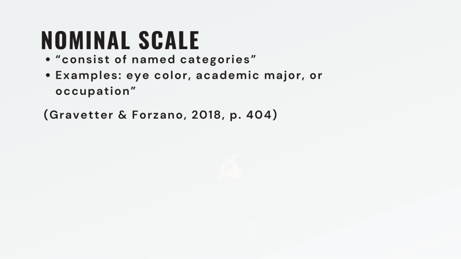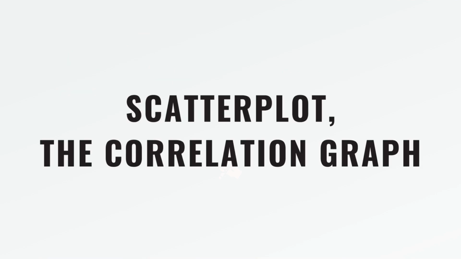Graziano and Raulin state that nominal scales consist of named categories. Their examples include eye color, academic major, or occupation. Leary reported that the relationship between any two variables can be portrayed graphically on x and y axes. For each participant, we can plot a point that represents his or her combination of scores on the two variables, which we can designate as x and y.